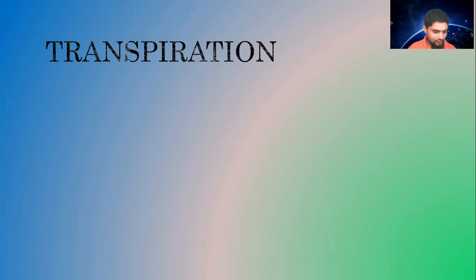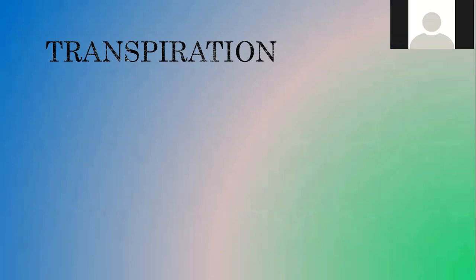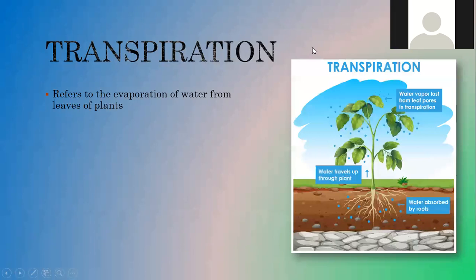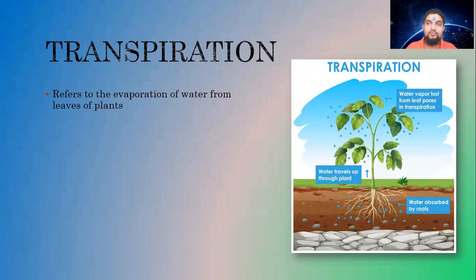All right, moving on to transpiration. Okay, yes, moving on to transpiration. I see no questions. Good. So in simple terms, transpiration refers to the evaporation of water from the leaves of the plant. Very simple. If you were asked to define transpiration, this is simple enough to give as an answer.